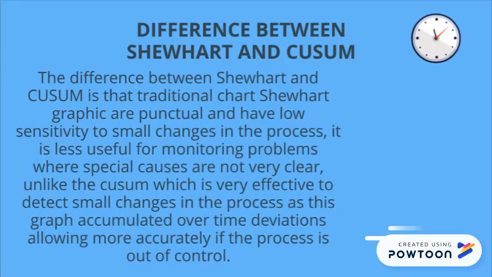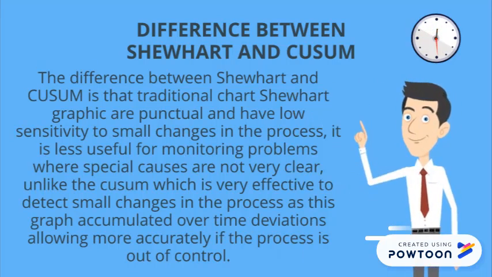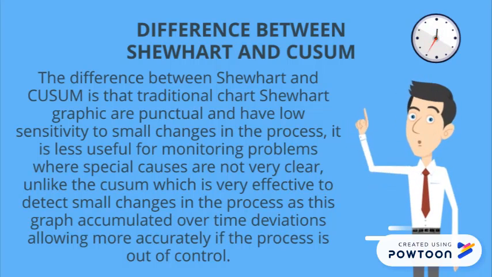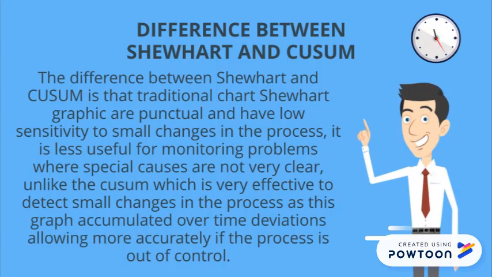Difference between Shewhart and CUSUM. The difference between Shewhart and CUSUM is that the traditional Shewhart chart plots individual points and has low sensitivity to small changes in the process. It is less useful for monitoring problems where special causes are not very clear. Unlike the CUSUM, which is very effective to detect small changes in the process, as the graphic accumulates deviations over time, allowing us to determine more accurately if the process is out of control.